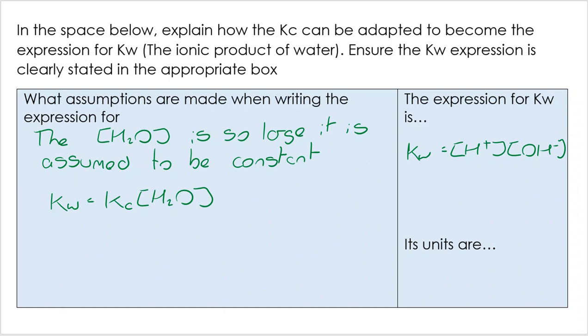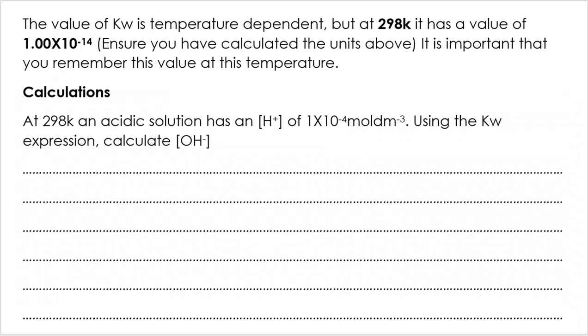So then we think about what its units will be. Well, we've got concentration multiplied by concentration. That's mol dm to the minus 3 times mol dm to the minus 3, which is mol squared dm to the minus 6. So a couple of very basic calculations to do here. Kw is temperature dependent, but you have got to learn that at 298 K it has a value of 1.00 by 10 to the minus 14. So with that in mind, have a go at the calculation below.